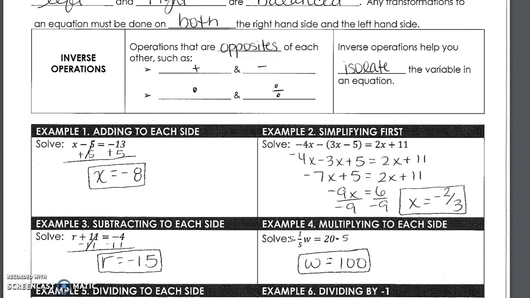The example 4, I know fractions are not your favorite. So you have to look at what is going on between 1/5 and W. You could consider that being multiplication. How do you undo multiplication? Dividing. How do you divide by fractions? Multiply by the reciprocal. What is the reciprocal of 1/5? It's 5. So 20 times 5 gets you 100.